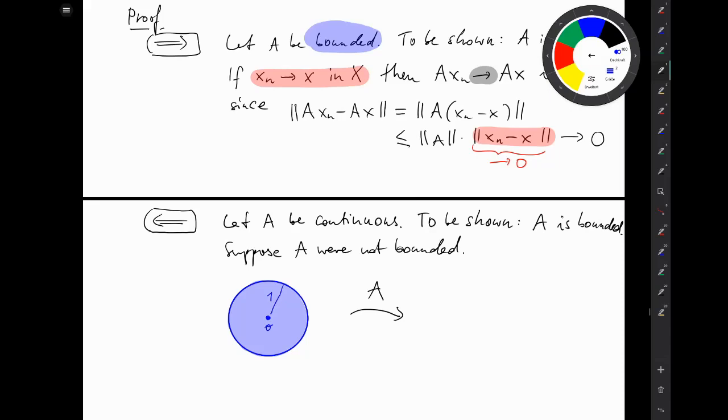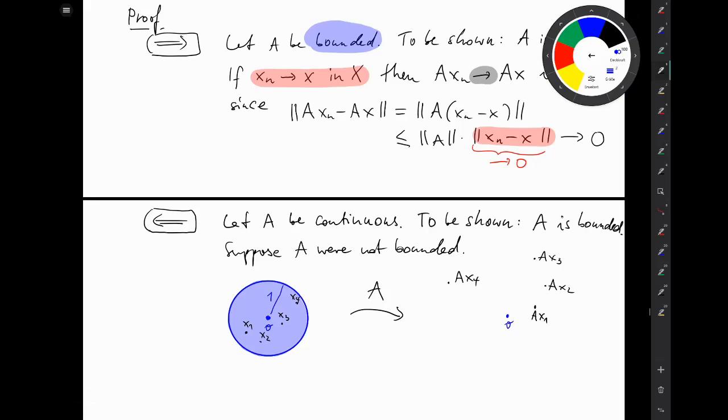Or in other words, there is a sequence x_1, x_2, x_3, and so on in X, which is in the unit disk, possibly on the boundary, such that the images A of x_1, A of x_2, A of x_3, and so on, run away from the origin as far as possible, so they will have a norm as large as you want.